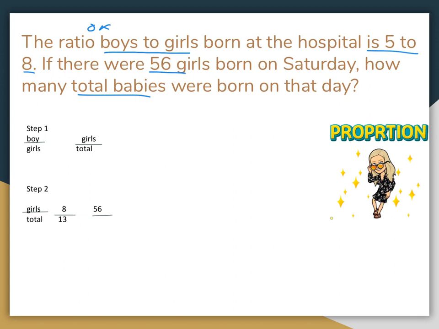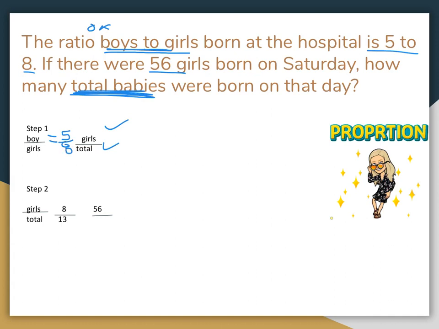If there are 56 girls born on Saturday, how many total babies were born on that day? What I notice now is I see we start off with a part-to-part relationship, but in the end it says how many total babies. So now we're going to be looking at a part-to-whole. So let's fill in the ratios. We start off with setting up our word ratios, boys to girls, and I'm just going to simply fill in those numbers. That's 5 to 8 girls.